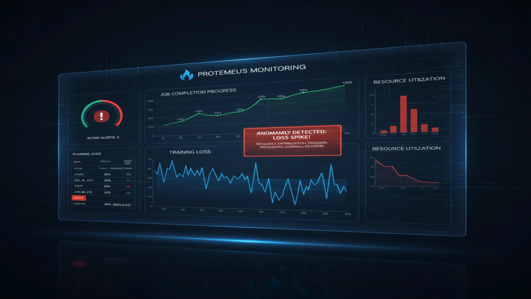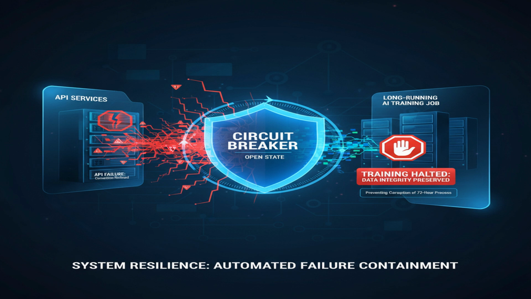Monitoring is vital for batch processes. Prometheus tracks job completion, training loss, and other metrics. It alerts on anomalies, preventing wasted resources.